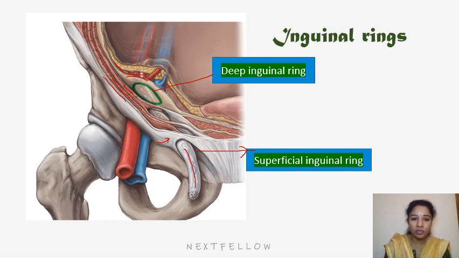If you see the canal in between them, this canal is the inguinal canal, which is obliquely oriented. It begins at the deep inguinal ring and ends at the superficial inguinal ring. The inguinal canal transmits the spermatic cord in males. We can see this is the spermatic cord in males, or the round ligament in females. The inguinal canal also transmits some blood vessels, lymphatics and the genital branch of the genitofemoral nerve in both males and females.